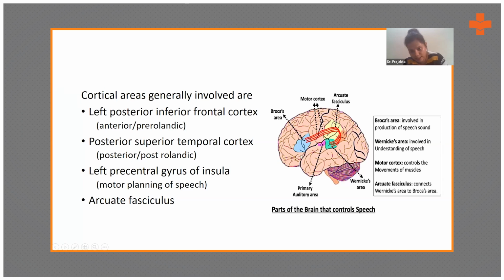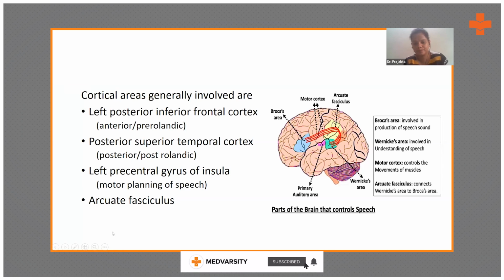So the insula is, if you open up the frontal and the temporal part, inside the sylvian fissure, that is what we call the insula, and the precentral gyrus, that means out here. So this area is involved in motor planning of speech. And the red fibers that we see, these are the arcuate fasciculus, which connects Wernicke's area to Broca's area. Okay.